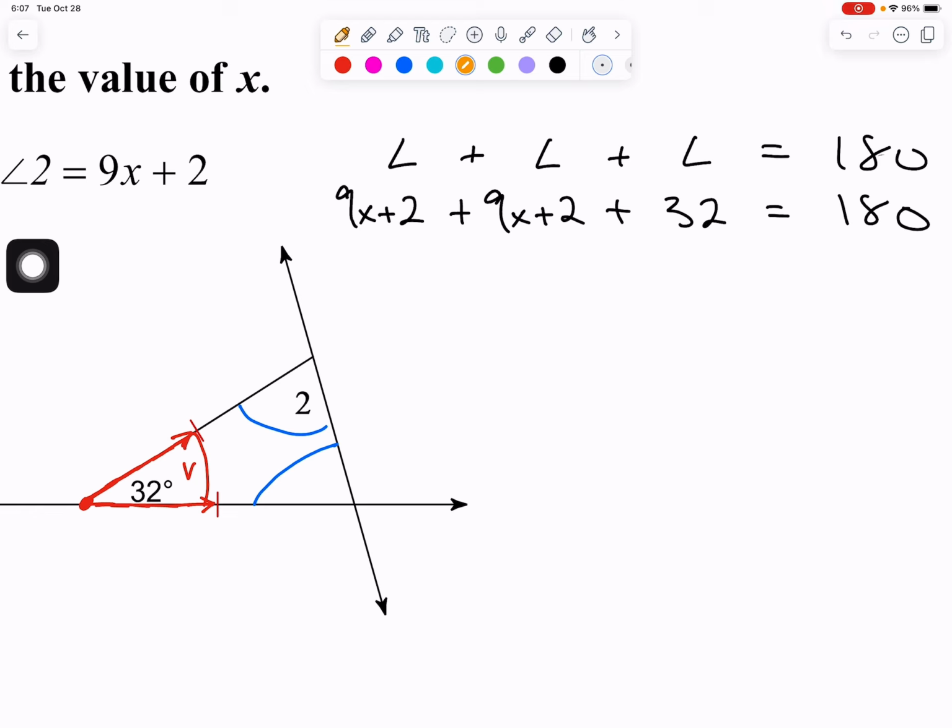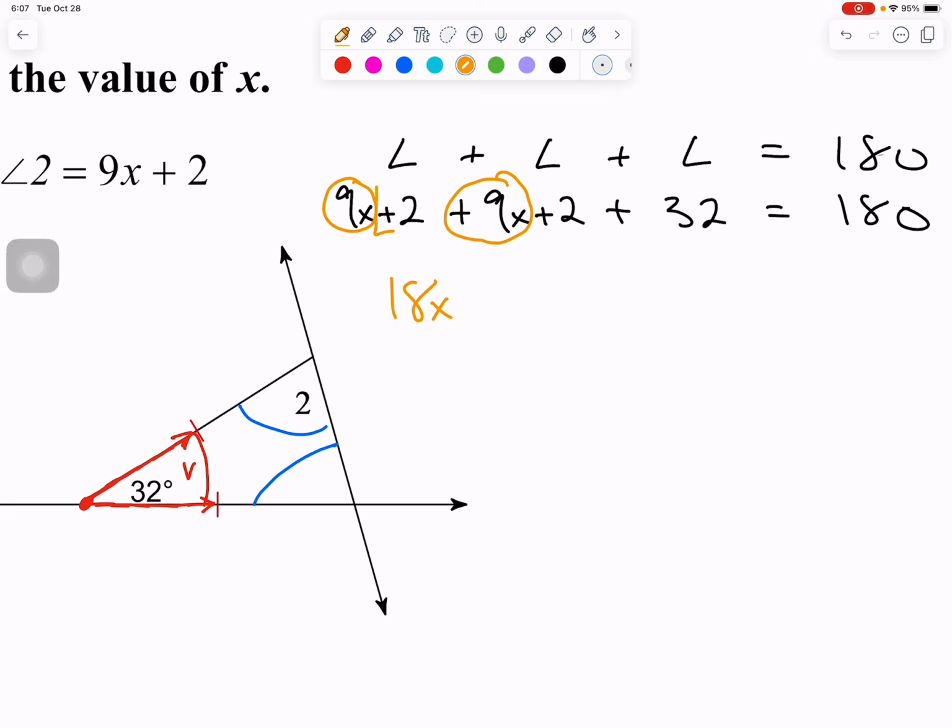Can we combine like terms? We sure can. 9x, what else can we combine 9x with? Oh, the other 9x. Can we combine anything else together? No. All right, so 9x plus 9x is 18x.